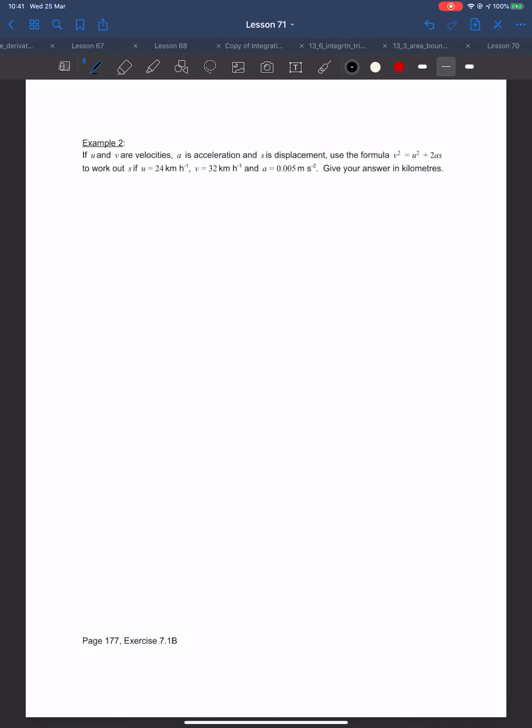Right, for example 2, if U and V are velocities, A is acceleration and S is displacement, use the formula V squared equals U squared plus 2AS to work out S. If U is 24, V is 32 and A is 0.005. Give your answer in kilometres.